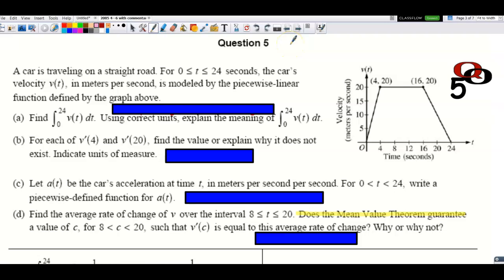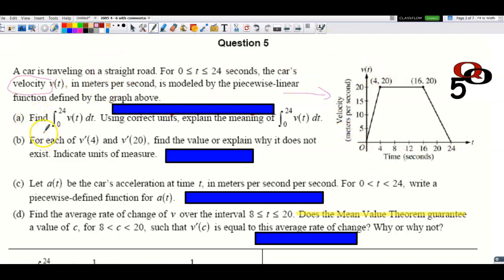Question number 5. This is our particle motion problem. We have a car traveling on a straight road for the interval from 0 to 24 inclusive seconds. The car's velocity, in meters per second, is modeled by the piecewise linear function defined by the graph above. In my case, it's defined by this graph right here. So this is a velocity function.